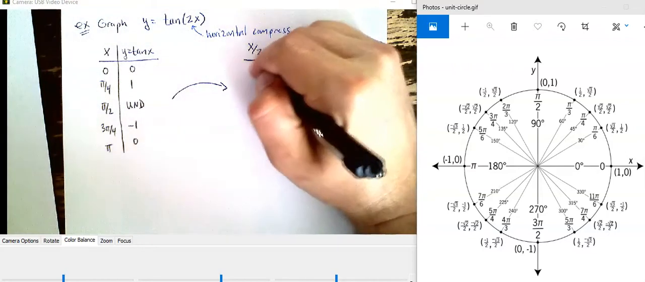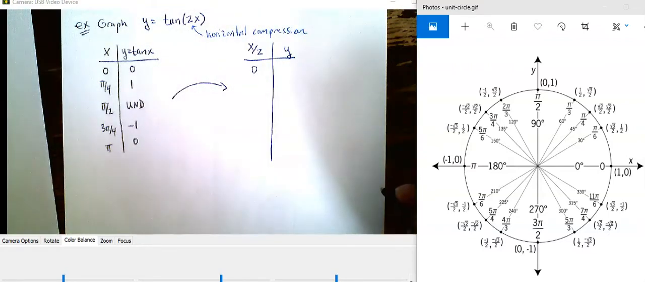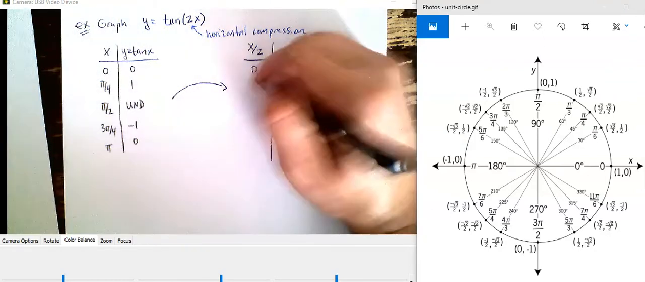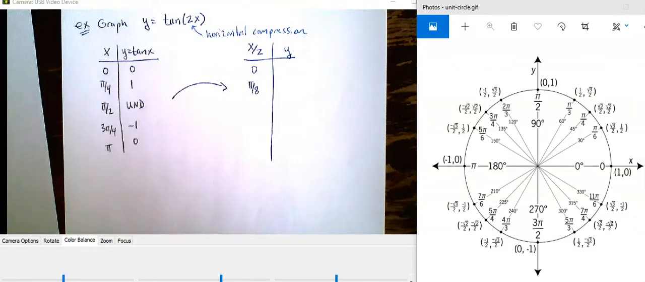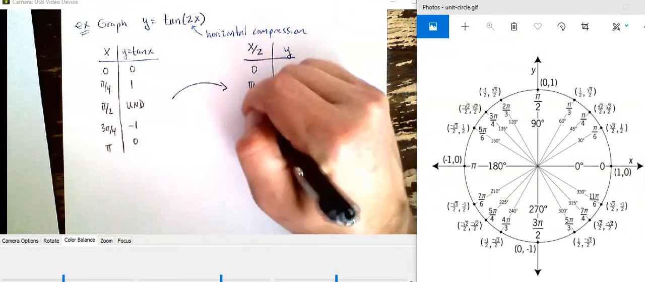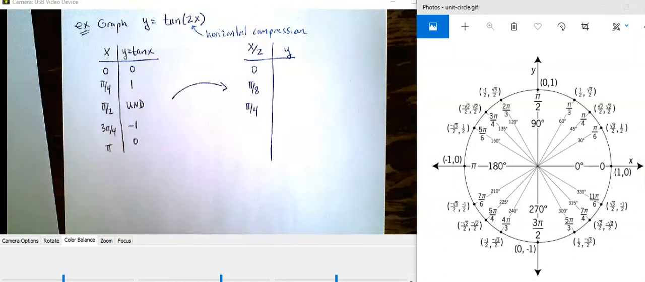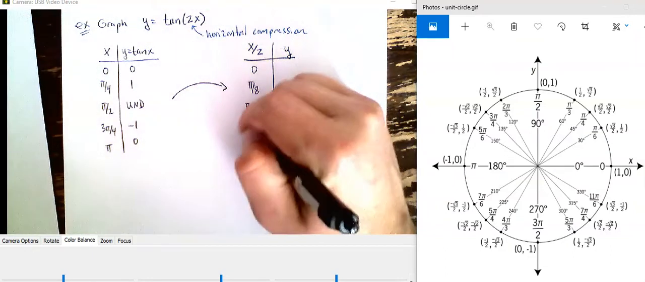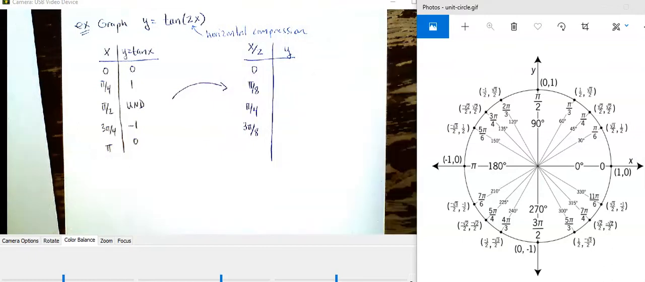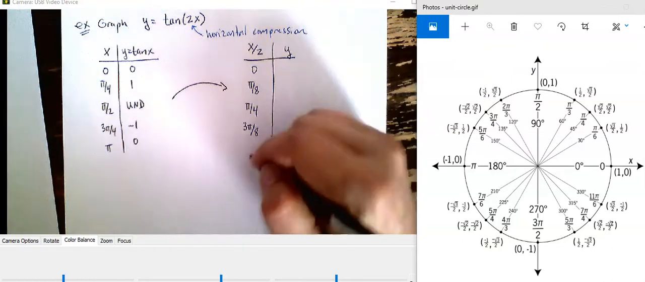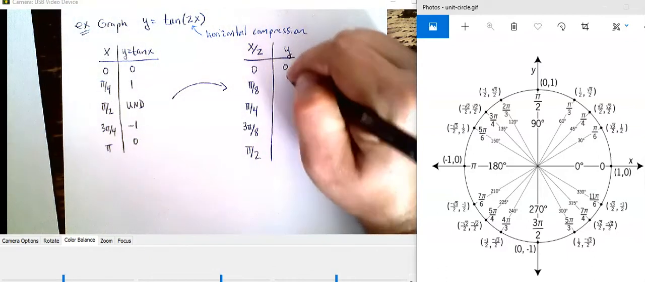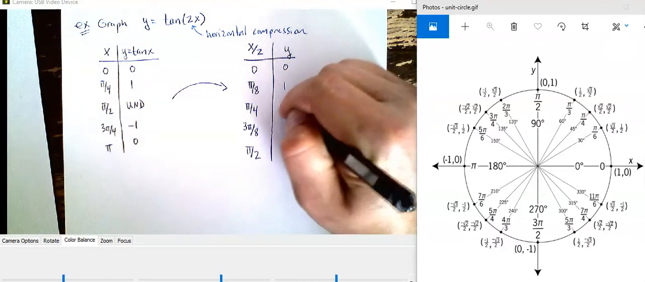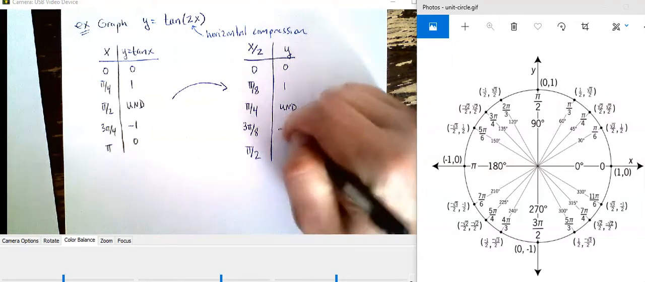So 0 divided by 2 is 0. Pi over 4 divided by 2 is pi over 8. Pi over 2 divided by 2 is pi over 4. 3 pi over 4 divided by 2 is 3 pi over 8. And pi divided by 2 is pi over 2. All of our other values will stay the same: 0, 1, undefined, negative 1, and 0.